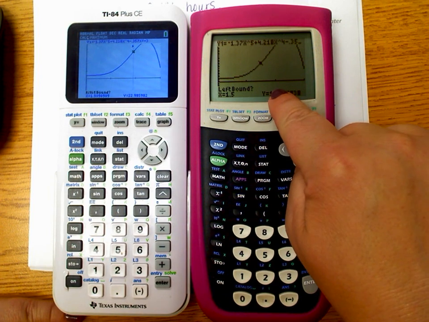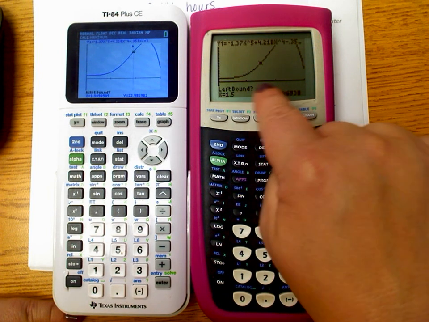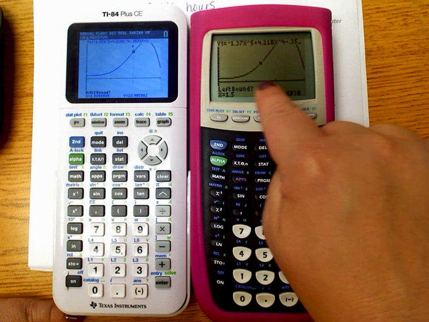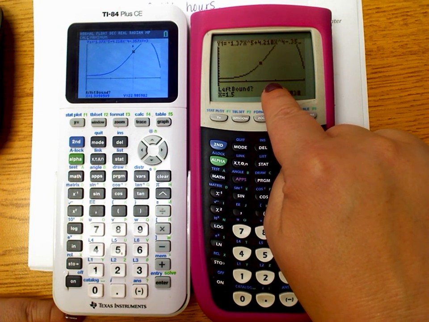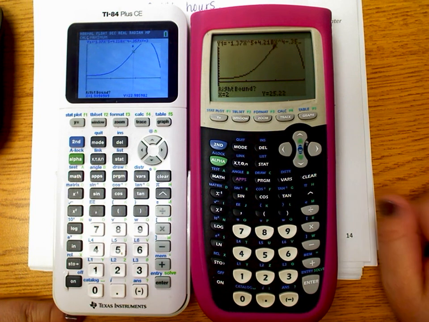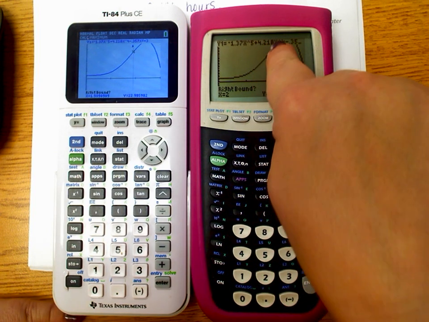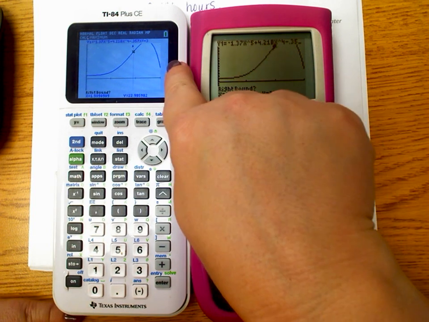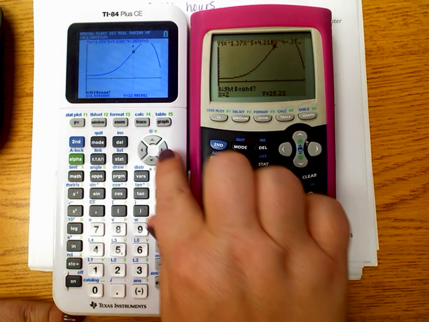Or if I look, and this is the same for both calculators, remember this is 0, so 1, 2. I know it's between 2 and 3, so I could just type 2, enter for my left bound, and it went ahead and marked where I'm starting there. Same thing on this side. So again, you can use your arrow.